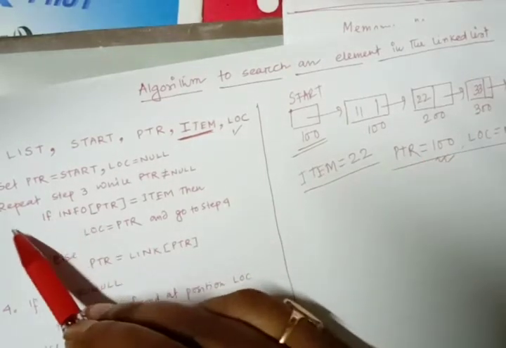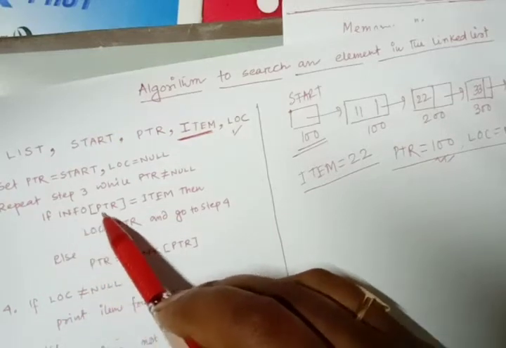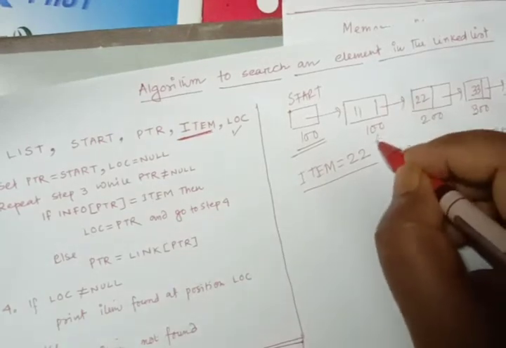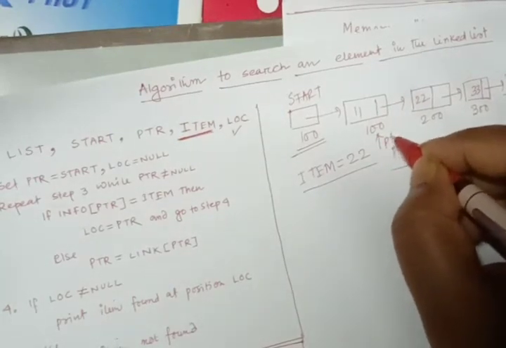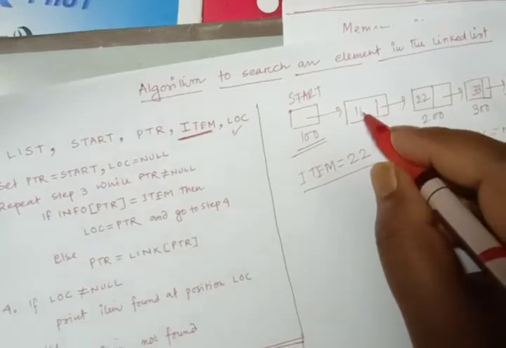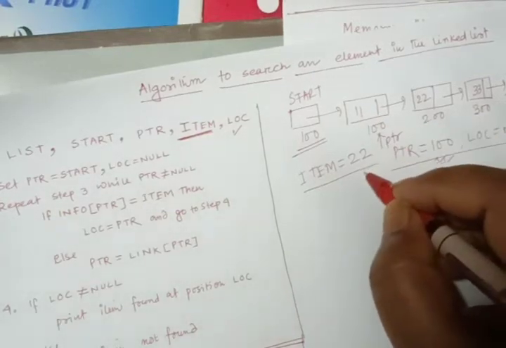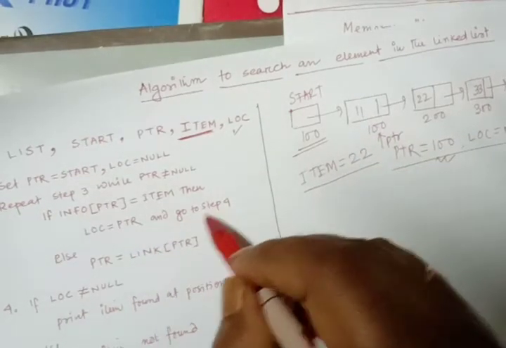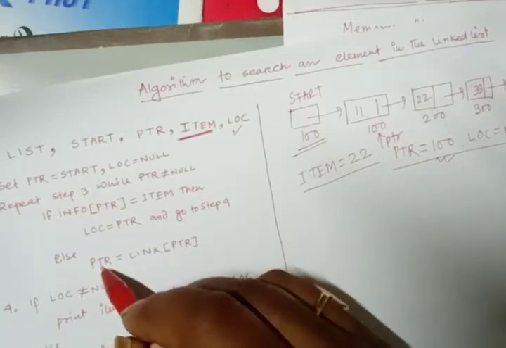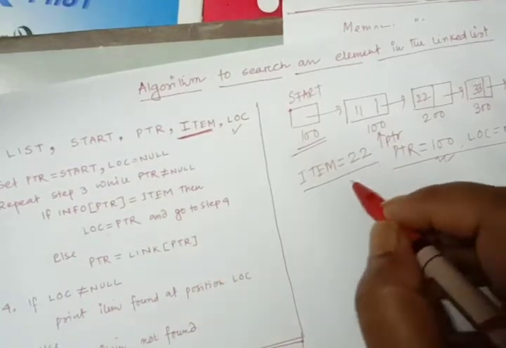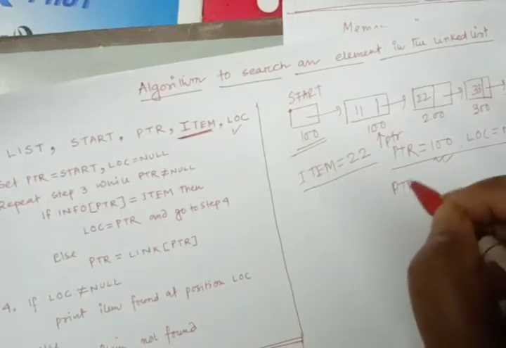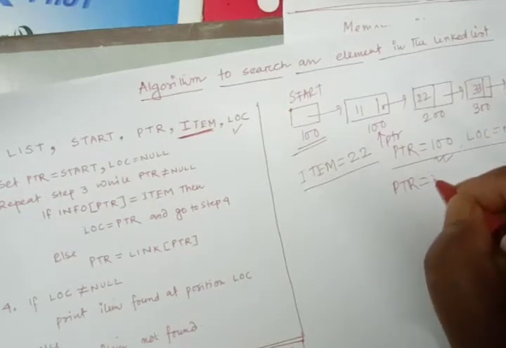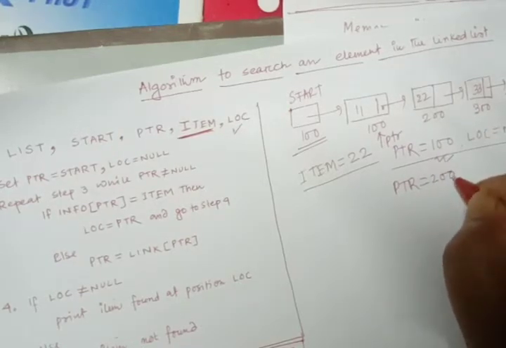So step 3 will execute and we check whether INFO of PTR equals ITEM or not. Initially PTR resides here, so the information part of PTR is 11, and 11 is not equal to 22 because the value of ITEM is 22. So this step will not execute. This step will execute: PTR equal to LINK of PTR. The link of PTR is 200, so the new value of PTR is 200.